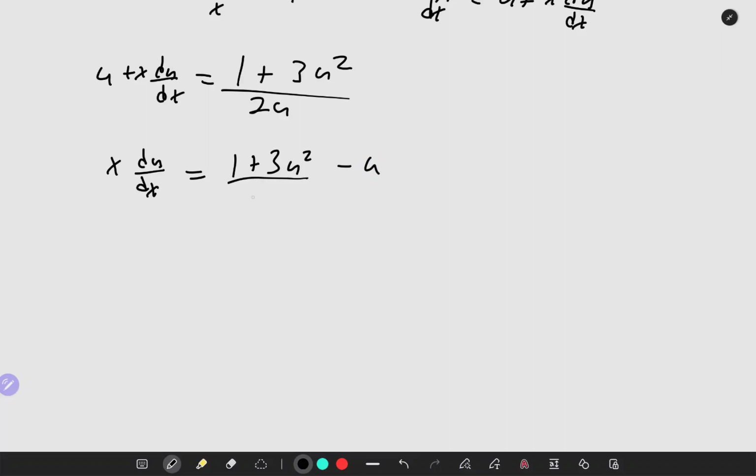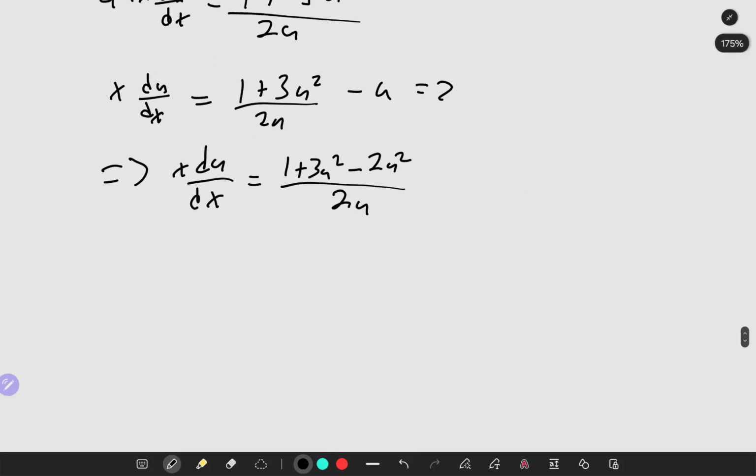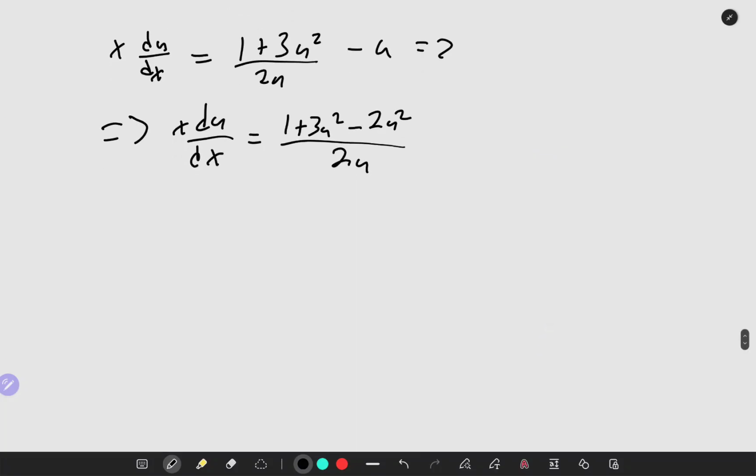If you subtract the u over, this becomes x du/dx is equal to, that's 1 plus 3u squared minus 2u squared over 2u, right? Okay, now we can separate it. So now it's separable.